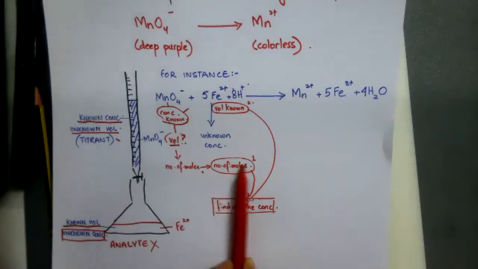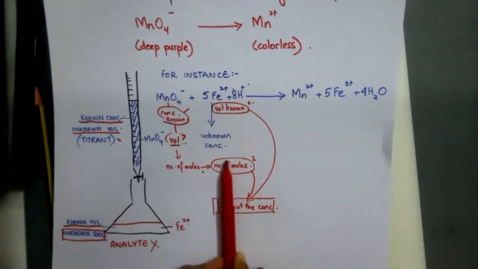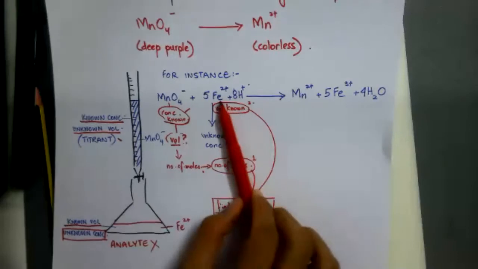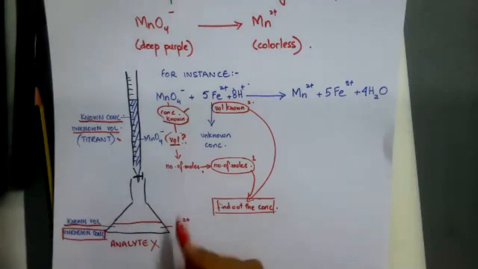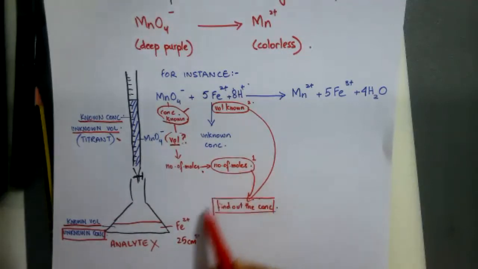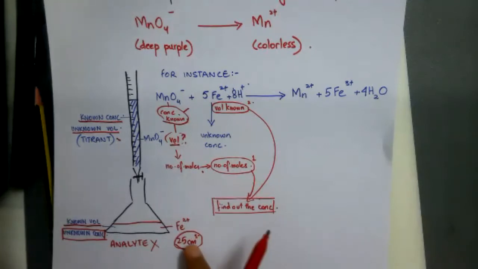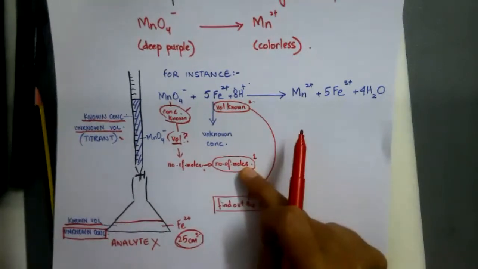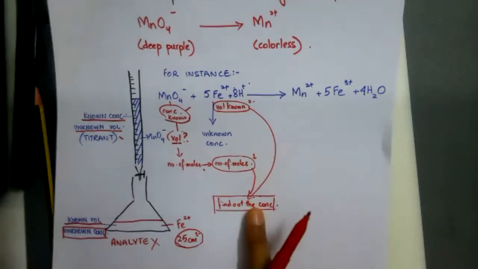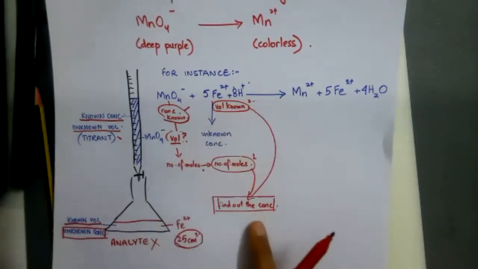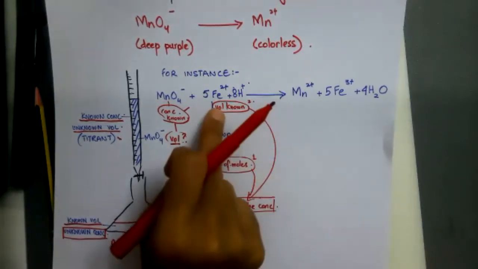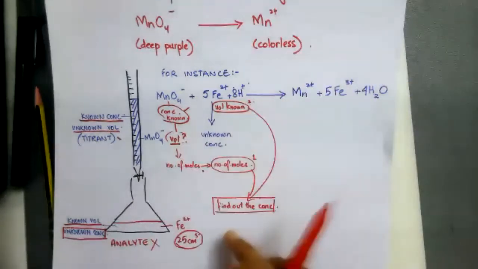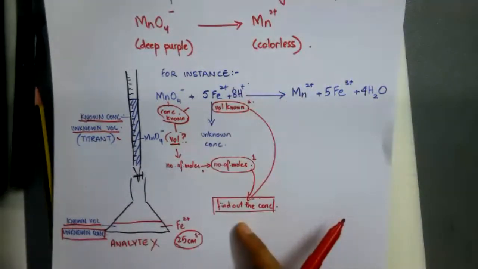Now, once you find out the number of moles of the other reactant, you know that many moles were in this volume, because remember, you took this volume out yourself. This was 25 cm cube, for example. So again, you know the volume, you know the number of moles, so you can find out the concentration of this reactant. This is how we find out the unknown concentration of a substance.